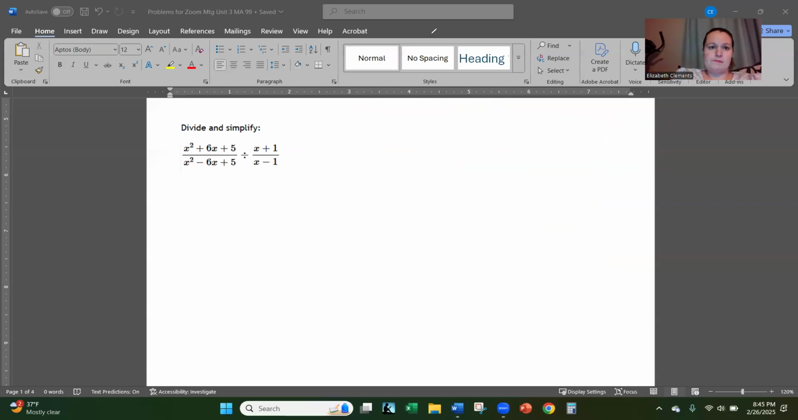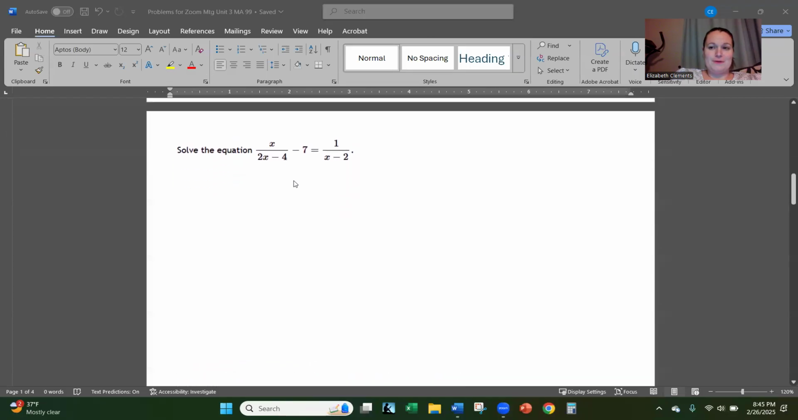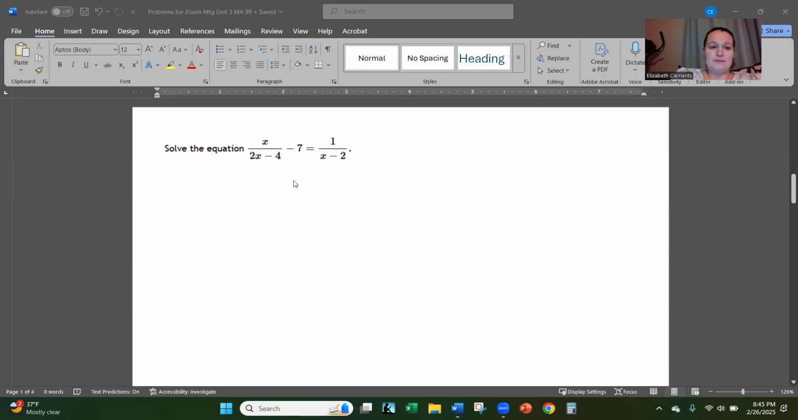Next problem. I know I'm deleting all the information on it. I'm annotating with the Zoom, so I have to delete it before I move on. Okay, so next problem.